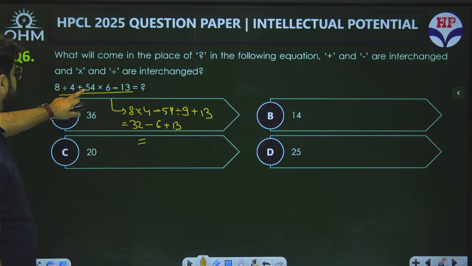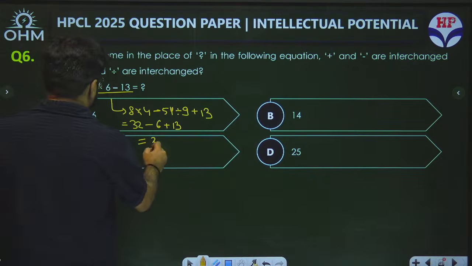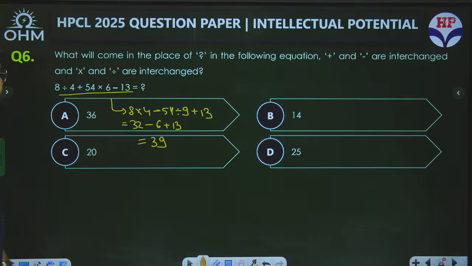Oh, any error have I done? This is minus 54 by 9, and minus is becoming plus 13. 32. 54 by 6 is 9 only. 32 minus 6 is 26, plus 9, 39. Or maybe there is some typo that has come in the question. Definitely some typing error might have come in the question. Otherwise, there is nothing great to think about in this question.